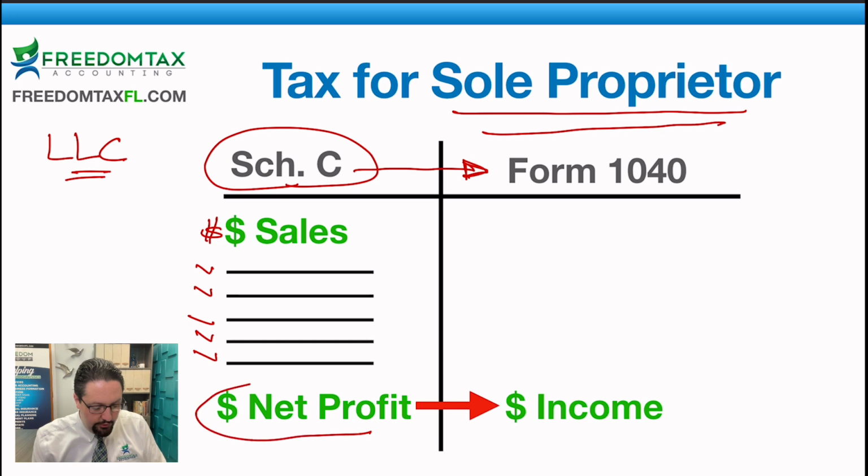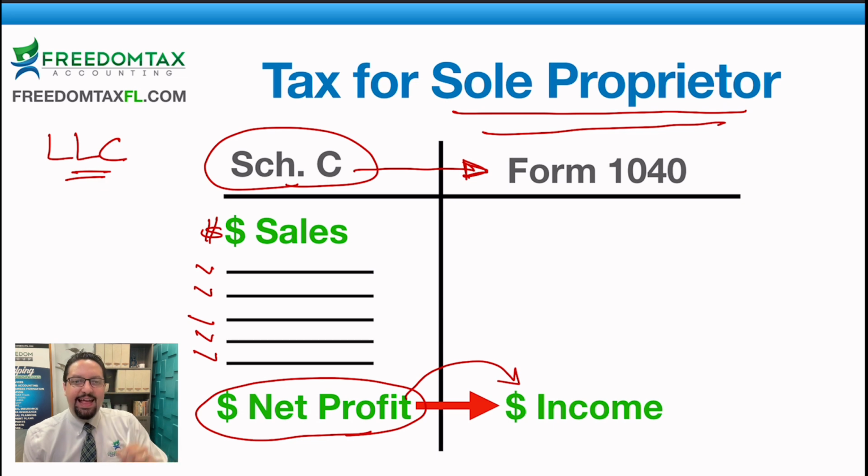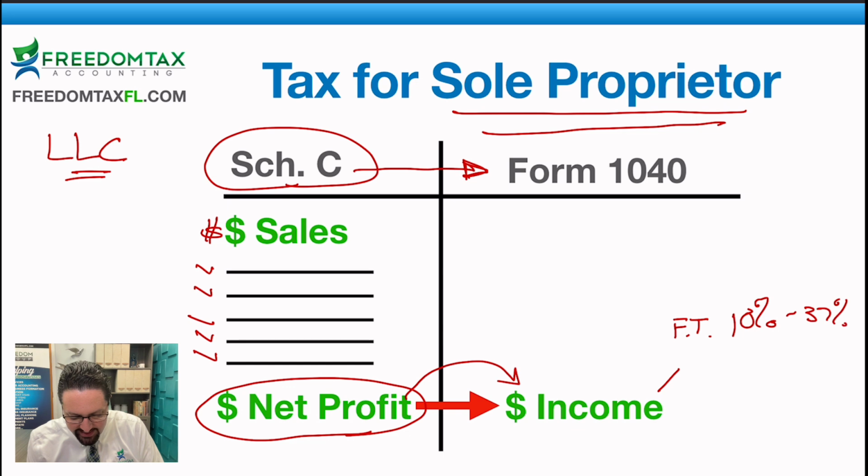And then you have your net profit at the end of the year. That net profit gets reported on your personal tax return as additional income. This additional income is going to pay federal tax, which starts at 10%, but right now it can go all the way up to 37%.